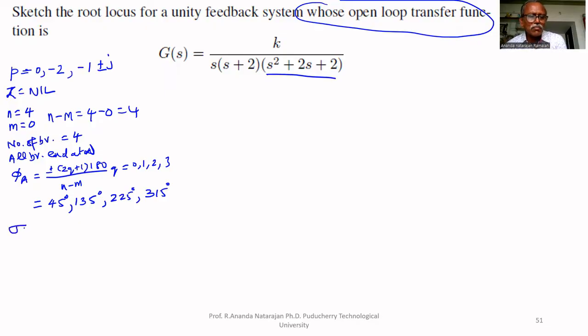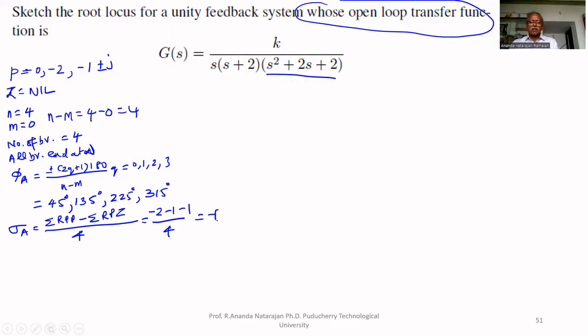Now the asymptotes meet at the centroid σa, which equals the sum of real parts of poles minus the sum of real parts of zeros, divided by n−m, that is 4. That is (−2 −1 −1) divided by 4, which equals −1. So the centroid is at −1.